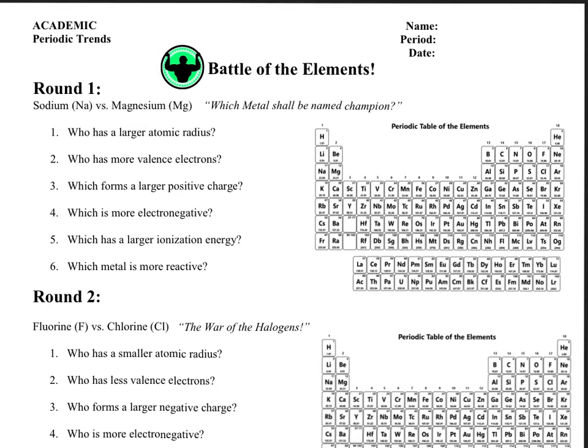Greetings, science family. Today we're going to be looking at Periodic Trends Worksheet 1, where we start using the periodic table trends in order to predict some different properties of elements that we're comparing.